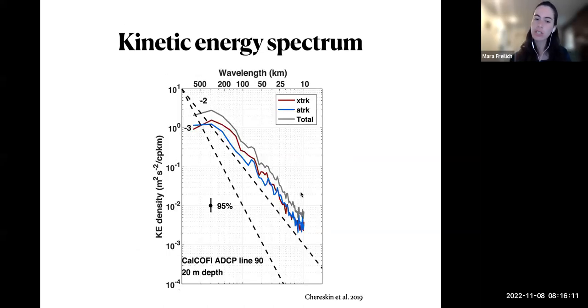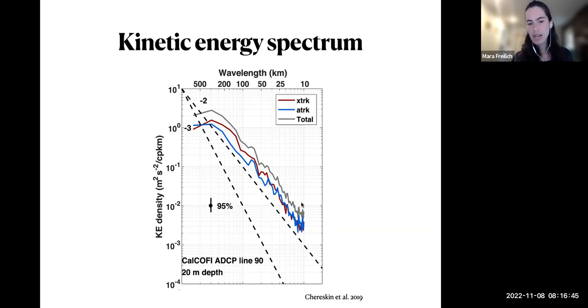And so the first question was, was this expected? Is this consistent with previous results? And so Terry Tereskin compiled ADCP data from decades of CalCOFI observations in this particular region. And what she found is that the kinetic energy spectrum was approximately k to the -2 at the mesoscale, which is consistent with these observations that we have from the plane. And so this is fairly typical of this region.